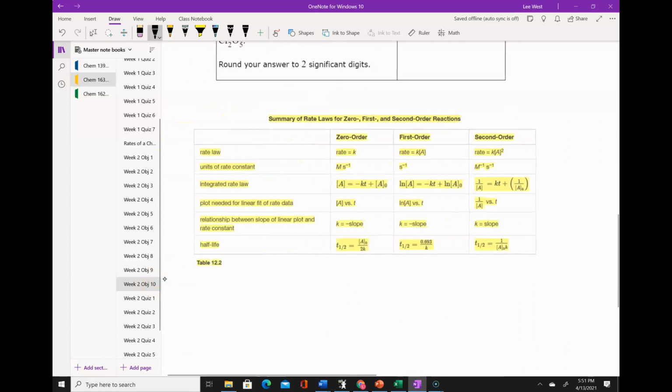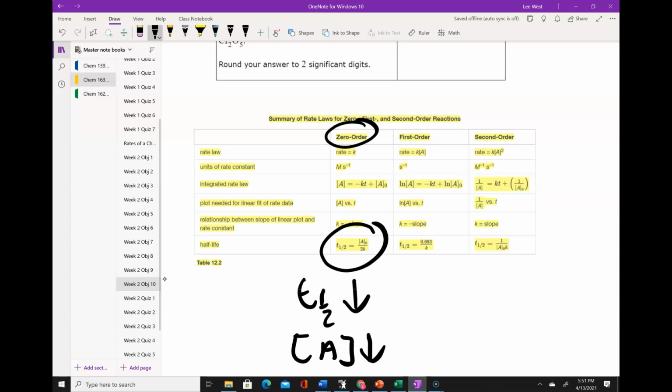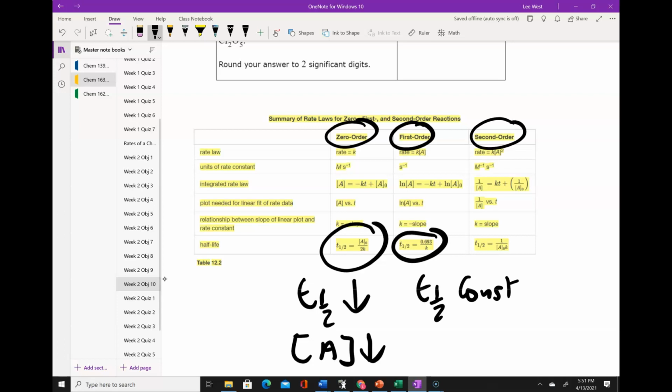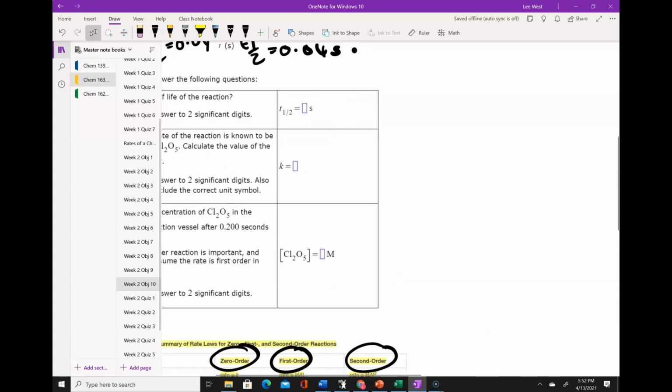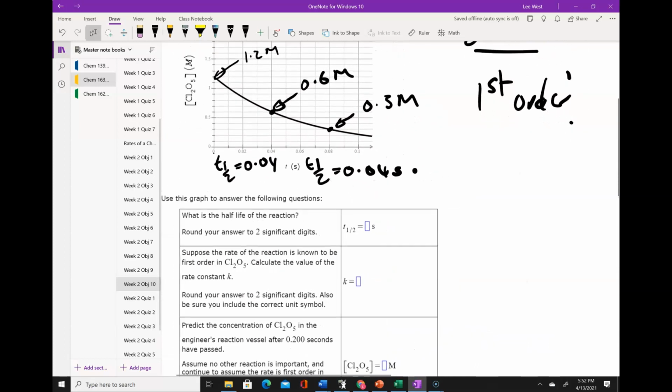All right, if you are 0 order, T1/2 will decrease as the concentration decreases. It doesn't, it stays the same. If you are first order, you see that the T1/2 is not dependent on concentration. T1/2 is constant. And if you are second order, you'll see that your half-life increases as your concentration decreases. So the half-life is constant, tells you that it's first order. So that's going to make it real easy to analyze from here.